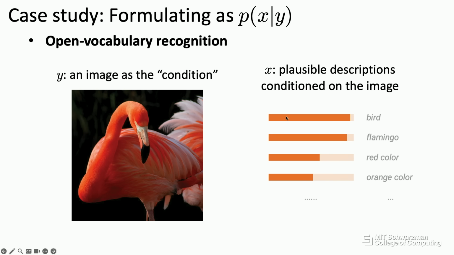For example, in this case, these are all reasonable answers: this is a bird or a flamingo, this is a red color or perhaps orange color. So as you can see, even for this very classical image classification problem, if we try to formulate it as a generative model, it could open up new opportunities, and it will enable new applications that are non-typical for classical discriminative models.